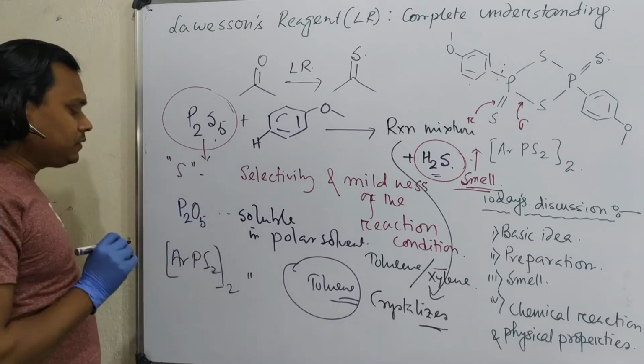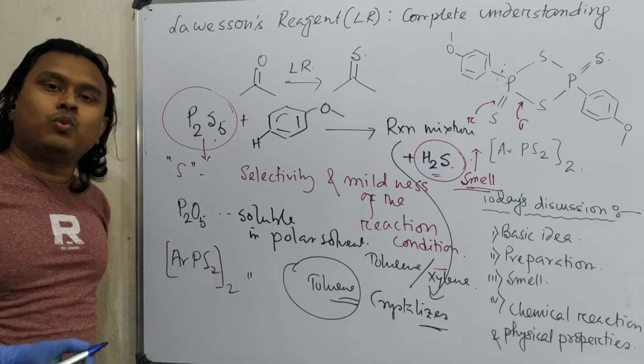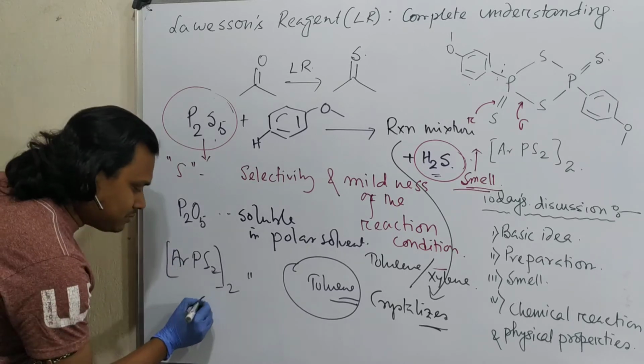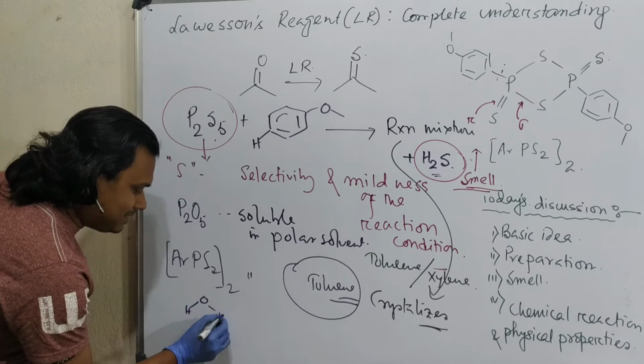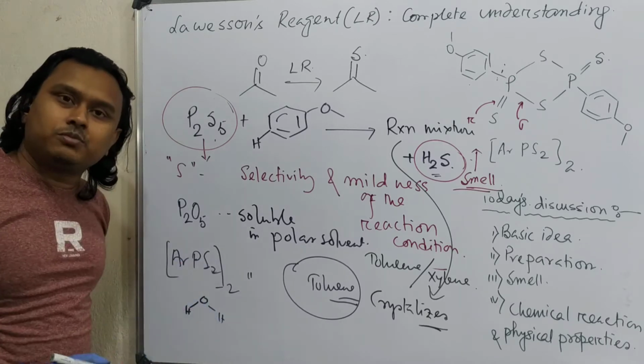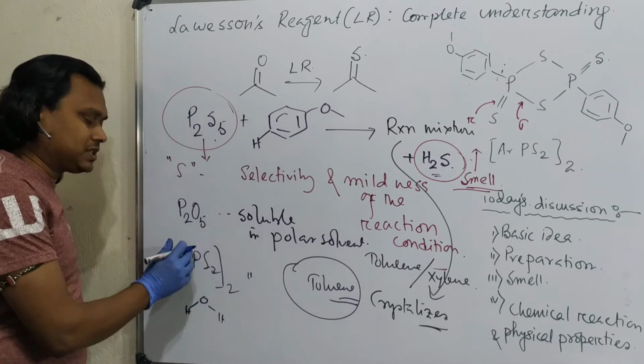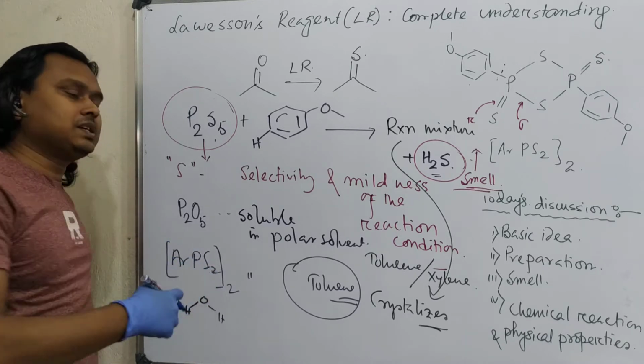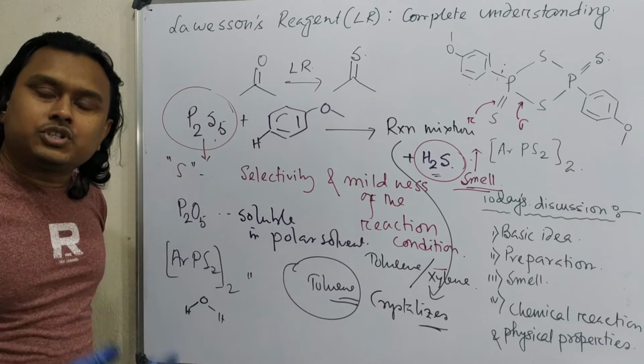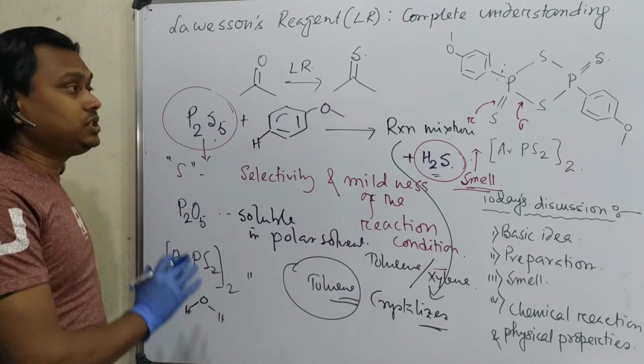Second, if you for example add water, what is expected? Water means HOH, and there is a chance of phosphorus oxygen bond formation, so it will destroy the reagent. Ultimately what will it result in? Phosphorus oxygen bond, and along with that the sulfur may come out as H2S. So that is the thing we need to be careful about.